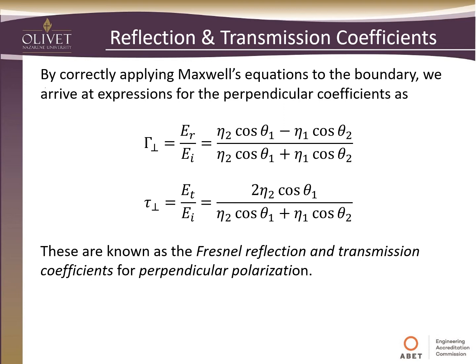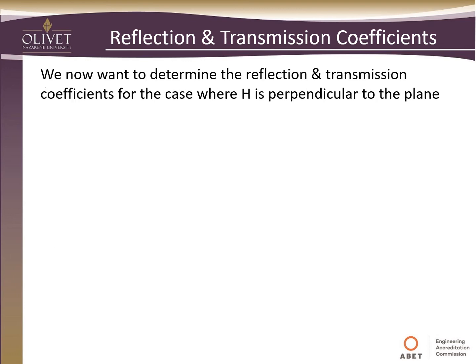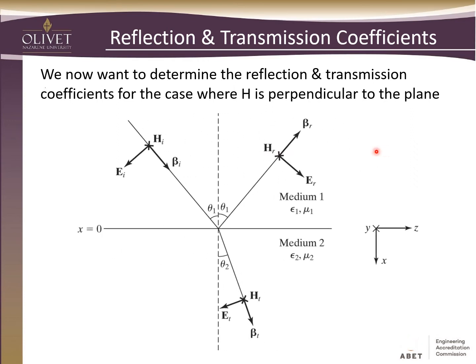So again, we have to keep in our minds that there are two different polarizations going on here, based on that image we saw before. So we now want to determine the reflection coefficients for the case where the magnetic field is perpendicular to the plane. Here we can do the exact same thing. Now we've kind of flipped things, right? Before we had the E field going in and out of the screen. Now we have the magnetic field going in and out of the screen, and the E field oscillating back and forth parallel to our screen.